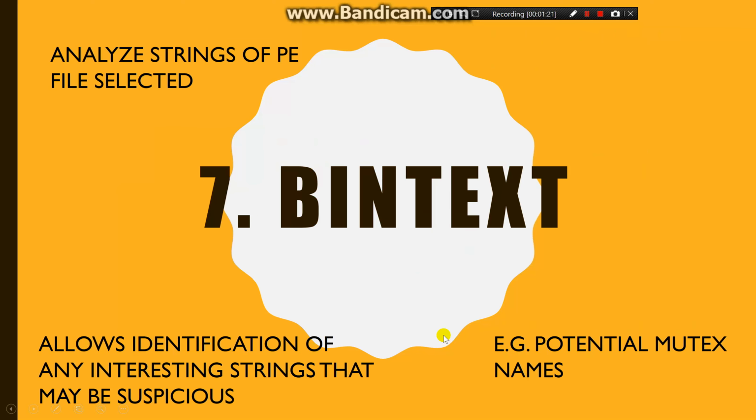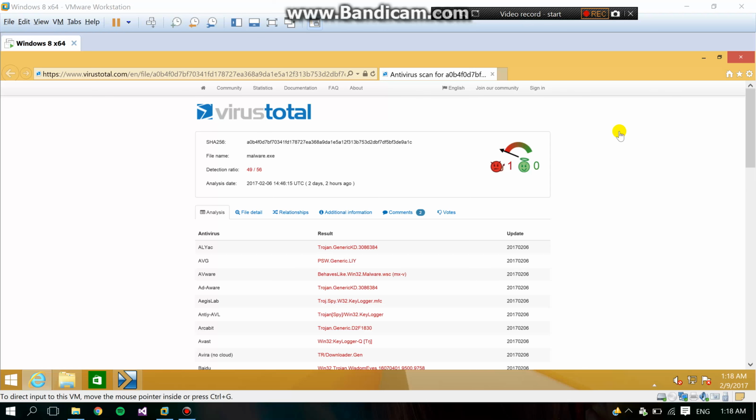Lastly would be BinText. It analyzes strings of the PE file selected and allows us to identify any interesting strings that may be suspicious, such as potential mutex names and processes names. That's it for our tools.